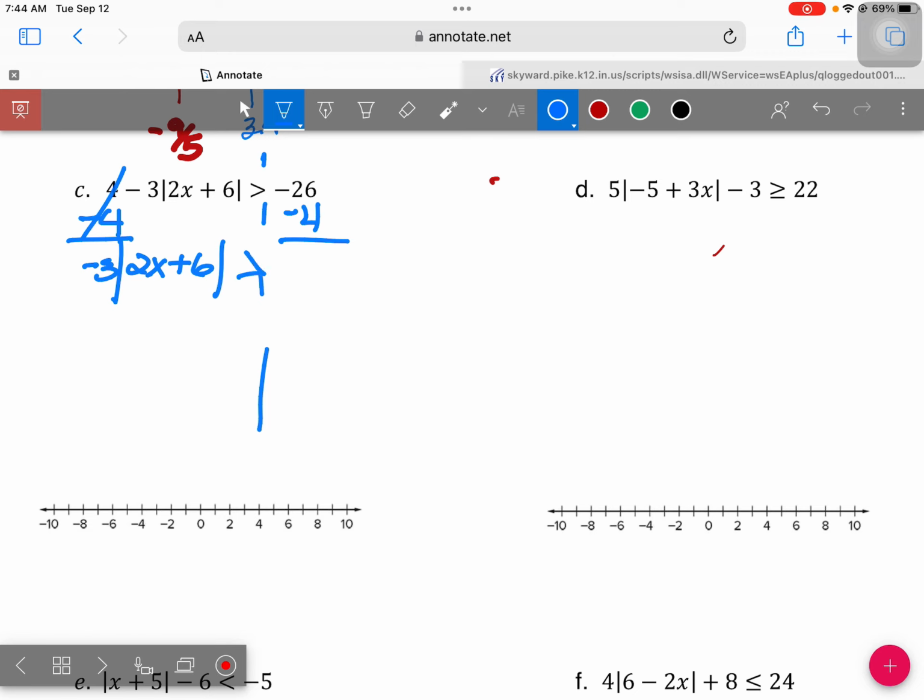So I have 2x plus 6 is less than 10. And 2x plus 6, I'm comparing it to a negative 10, which means I had to divide by a negative again, and I flip it again. So 2x plus 6 is greater than negative 10.